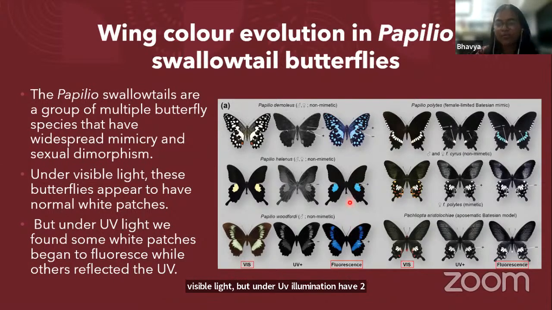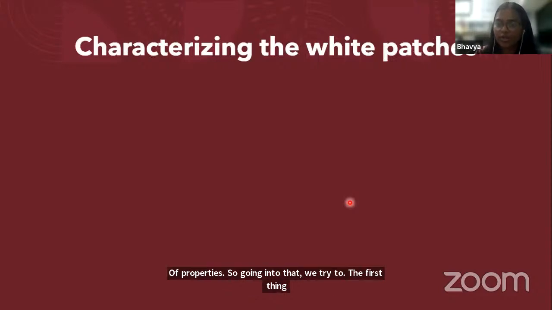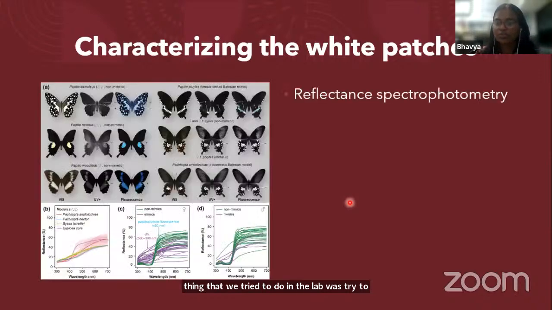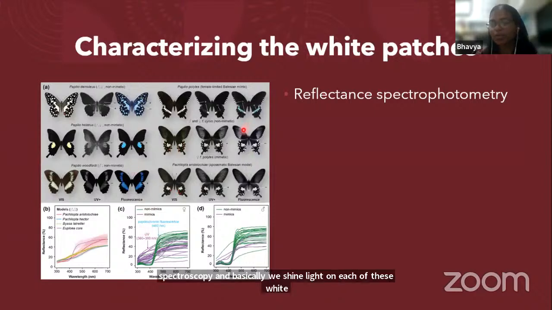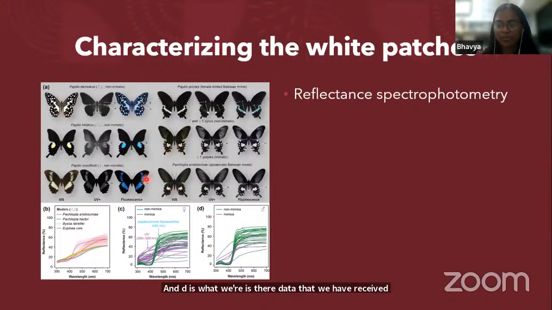Going into that, the first thing that we tried to do in the lab was to characterize these white patches in these butterflies. How we did that was we used reflectance spectrophotometry. We shined light on each of these white patches in these different butterflies, and we collected whatever reflectance we got. Here in panels B, C, and D is the data that we collected from these different measurements.